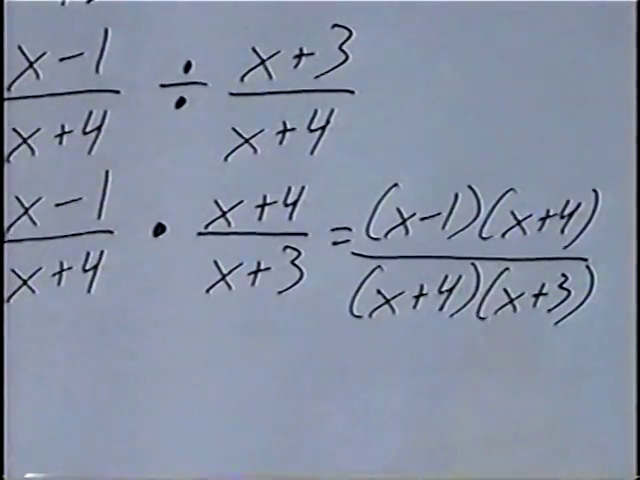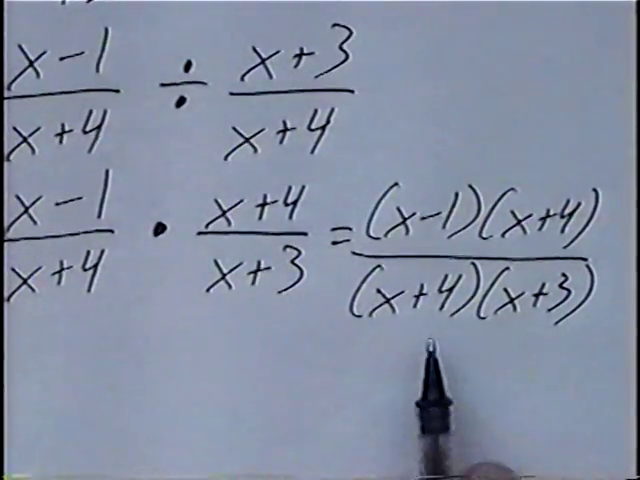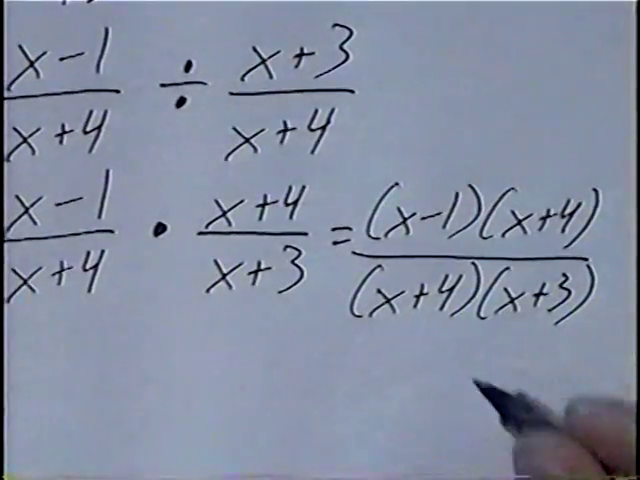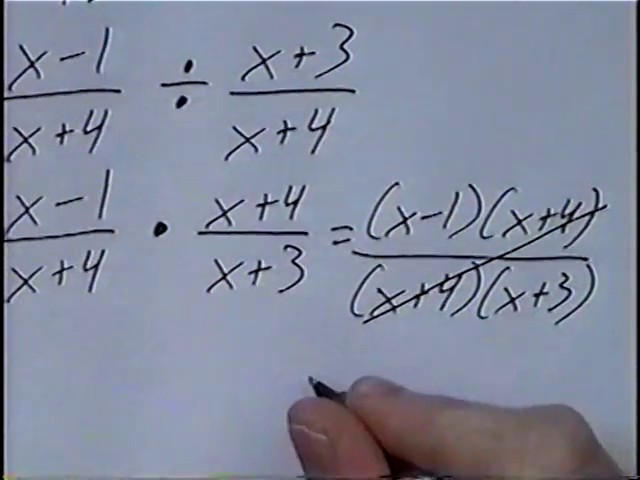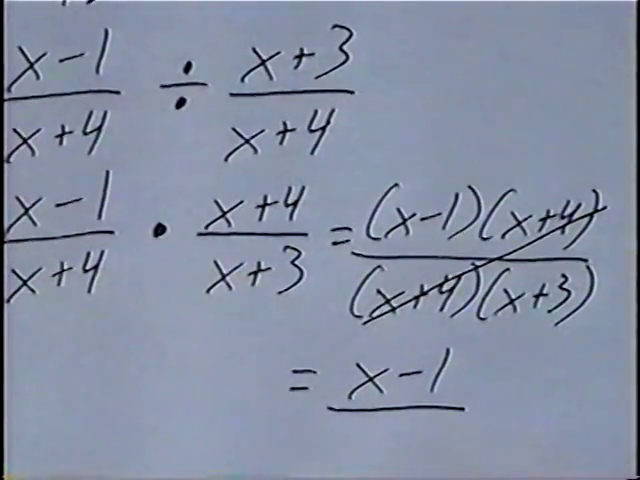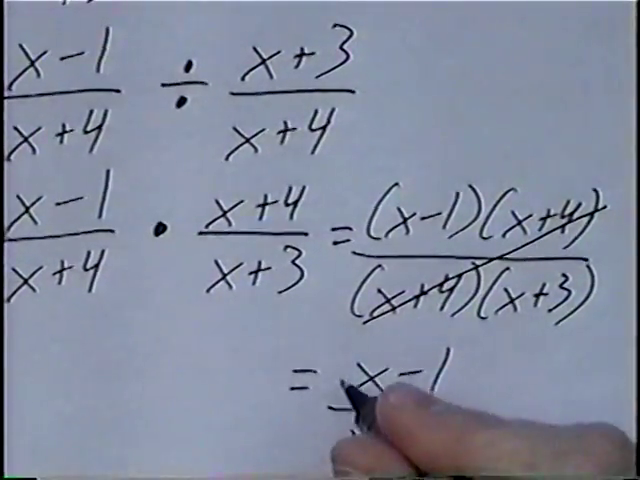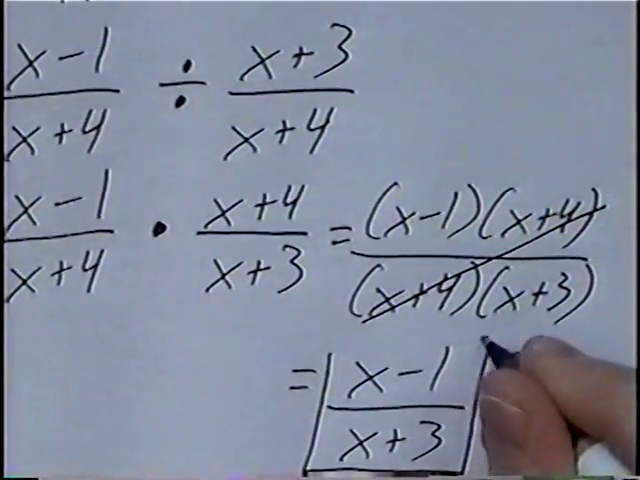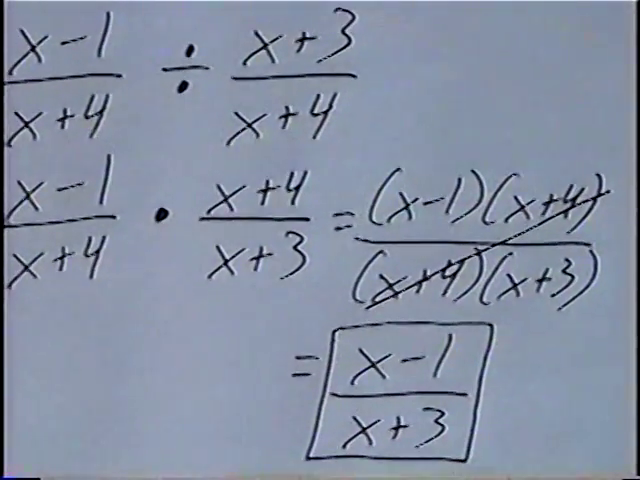Once we have a single fraction with all the factors in parentheses, to simplify or reduce, we can cross off the common factors. The common factor in this case would be x plus 4 and x plus 4. And x minus 1 and x plus 3 does not cancel, but we can leave that as our answer, x minus 1 in the numerator and x plus 3 in the denominator. The x's again do not cancel, since x minus 1 is different than x plus 3.